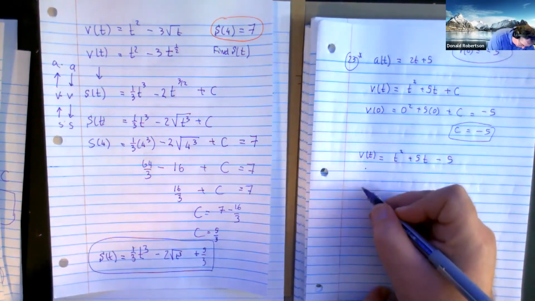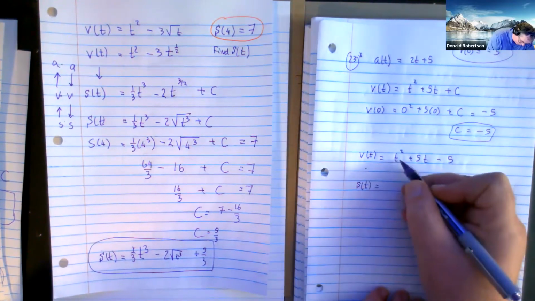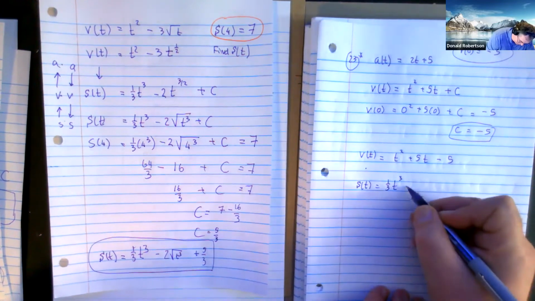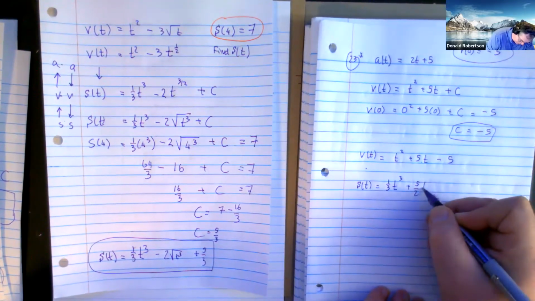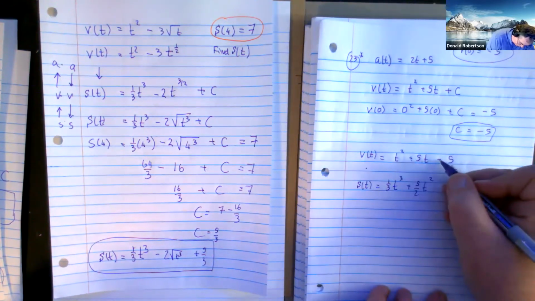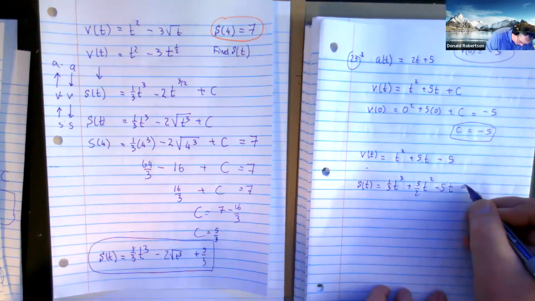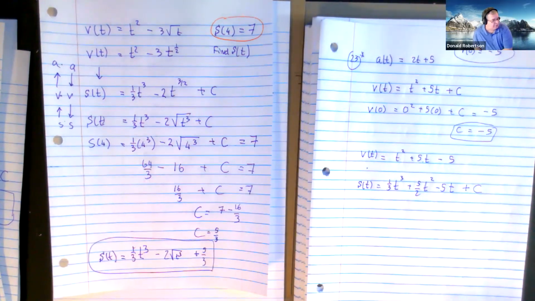I can now do antiderivative and get the position. Power rule, add 1 to the power, divide by new power. Power rule again, add 1 to the power, divide by the new power. The number -5 gets me -5t. Add, well, I might as well just call it c again. Just a placeholder, right? If you don't like that, call it d, don't matter. It's going to turn into a number in a minute anyway.